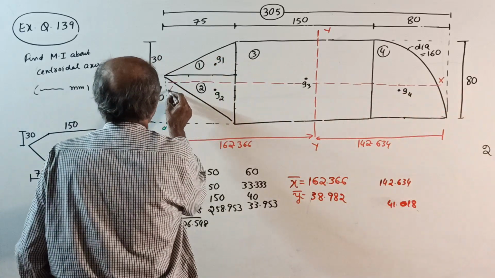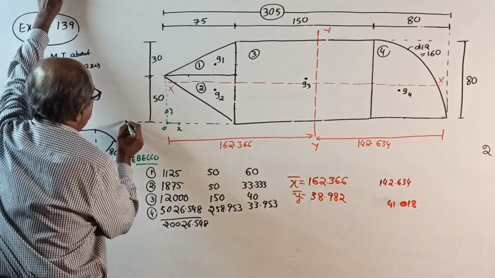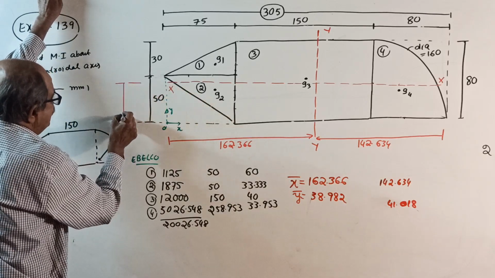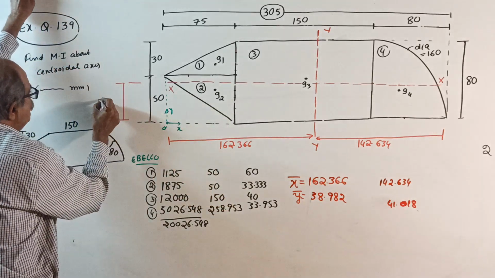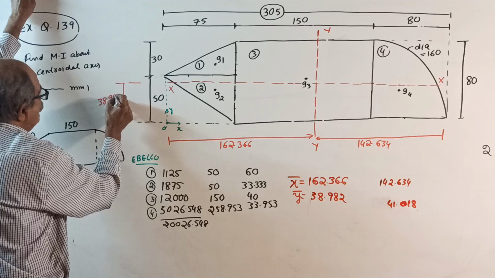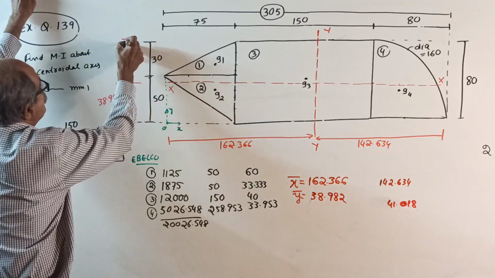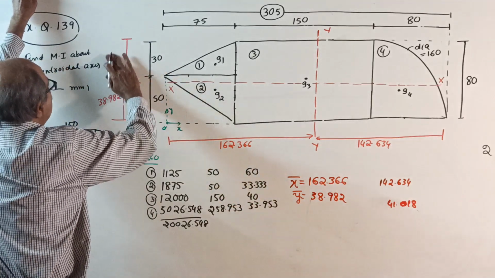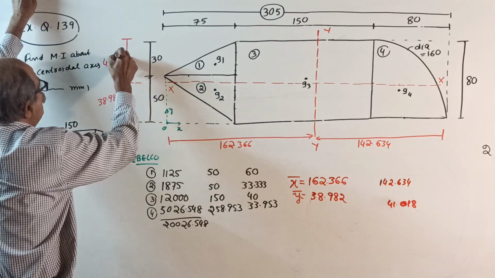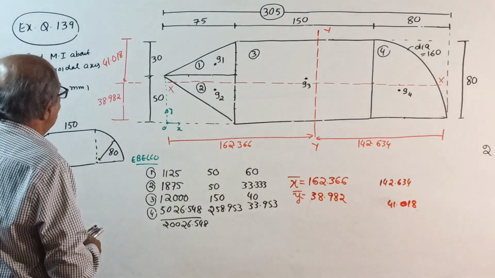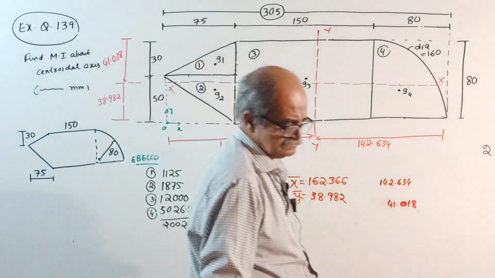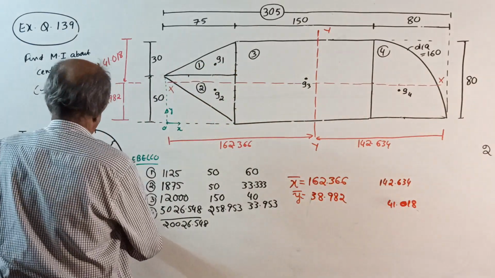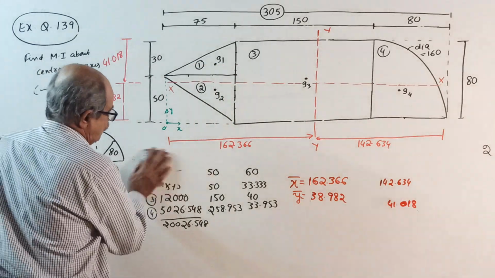X-axis. Mark distances, somewhere here, up to the x-axis. This is 38.982. From the top to here is 41.018. Don't ask me how you got it. Okay, now everything is over. You require the moment of inertia. Okay, I remove all this. This also I will remove, and this I will maintain for some reason.